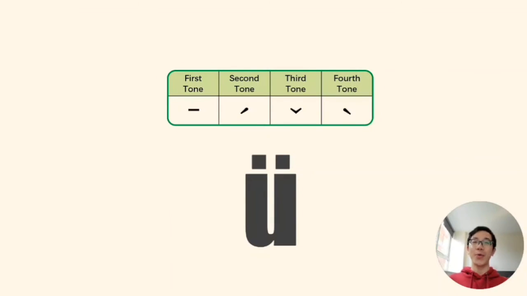And do you still remember how to pronounce this pinyin? Good, it's a U. Let's pronounce U with 4 different tones. First tone, U. Second, U. Third, U. Fourth, U. Can you put them together? Let's have a try. U, U, U, U.